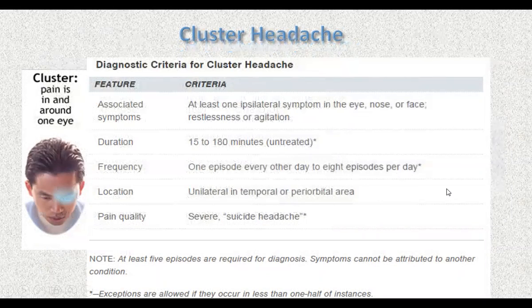There are some simple diagnostic criteria, which are a severe periorbital headache, at least one ipsilateral autonomic feature, the characteristic period of 15 minutes to 3 hours per headache if it's untreated, and at least one episode every other day, up to 8 episodes per day, which would be unusually severe, but can happen. And then it has to be unilateral, with this very severe level of headache pain.